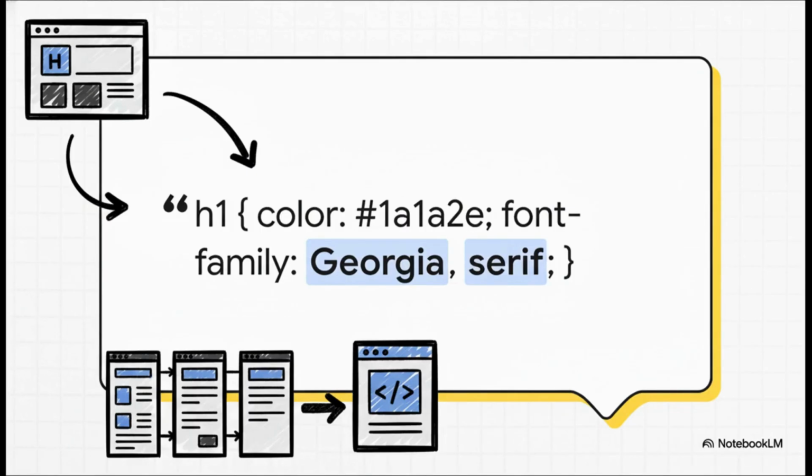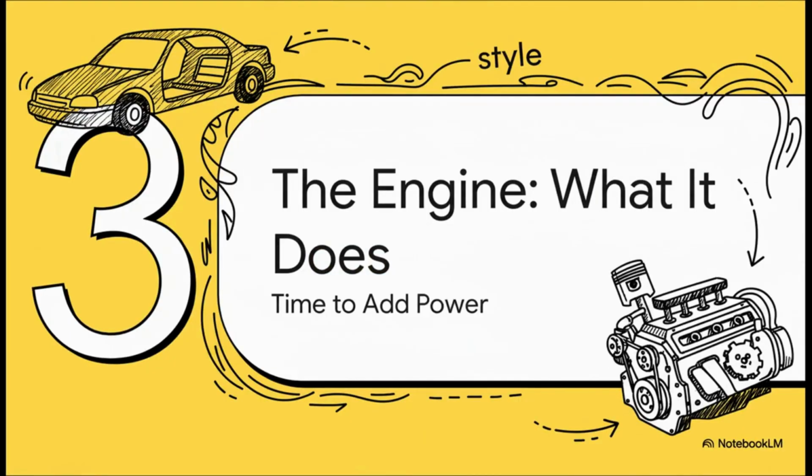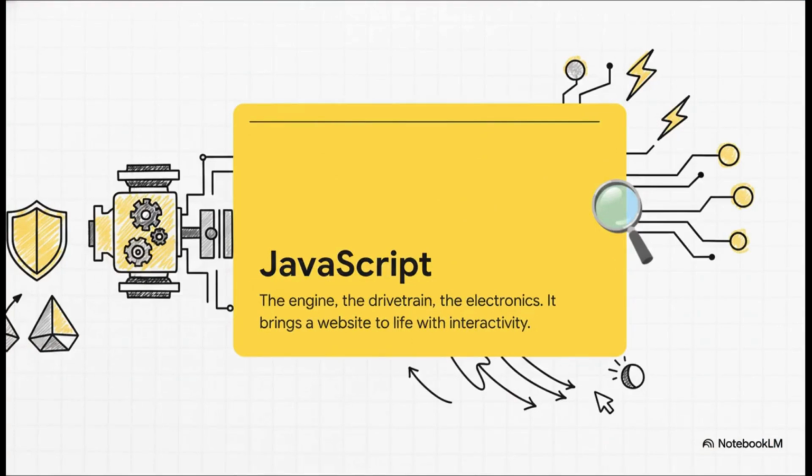Super powerful. Okay, so now we've got a frame and a body. We've got structure and we've got style. Our website is looking great, but it just sits there. It's like a beautiful show car that can't actually move. We need an engine. And that engine is JavaScript. This is the third and final piece of our Trinity.